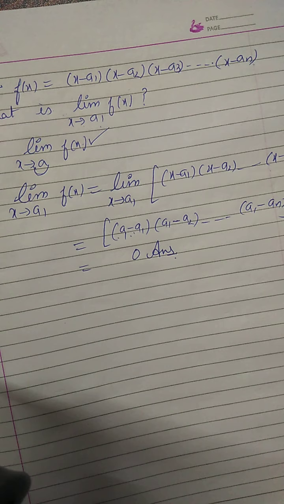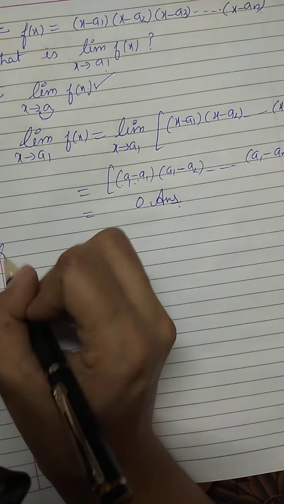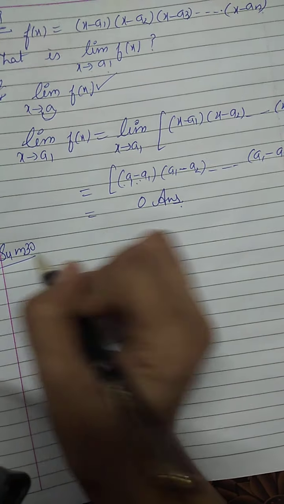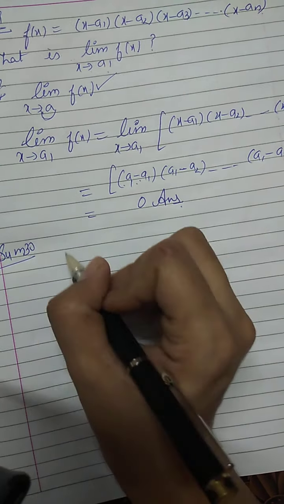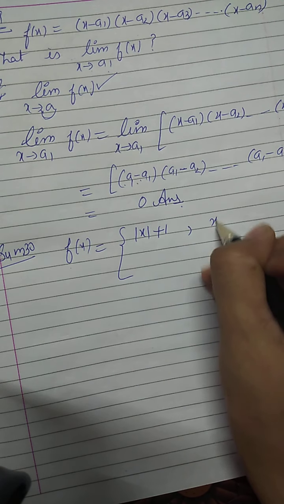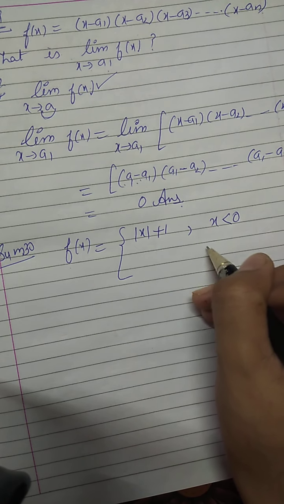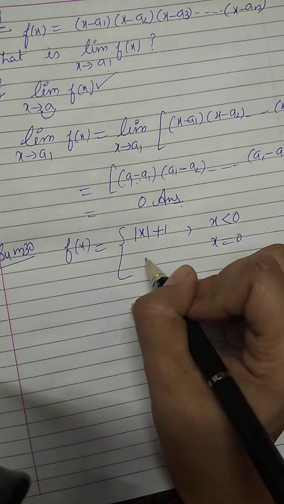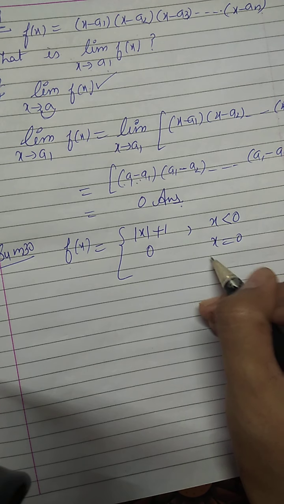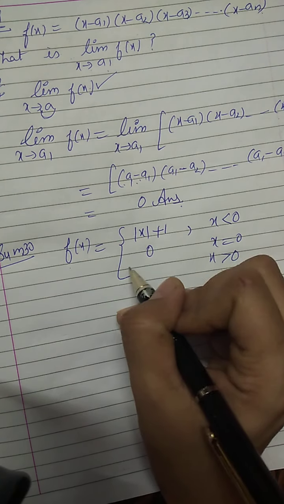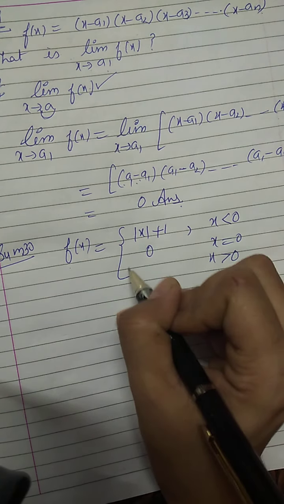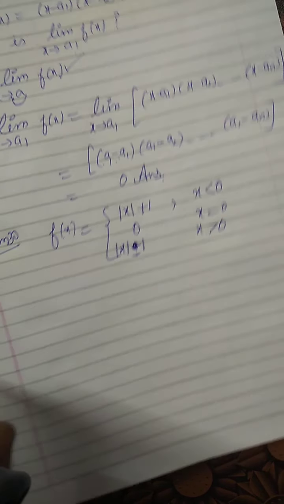Now next sum number 30 we will do. And sum number 30 is given like that. The function is here, first mod x plus 1 for all x less than 0, and when x is equal to 0, the function is taking 0. For all x greater than 0, the function is mod x minus 1. Okay, we have to find for what value or values of a the limit exists.